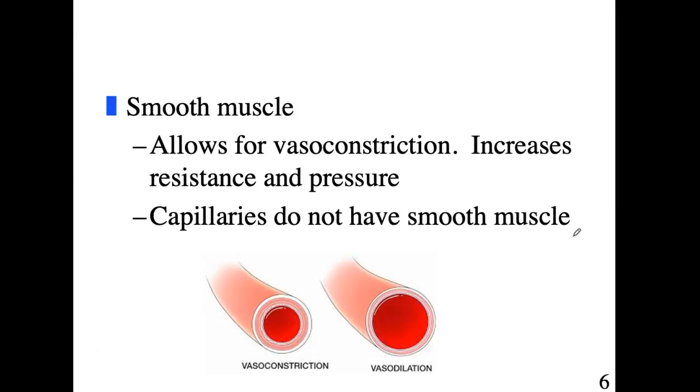So we had the endothelium. Next, we're going to have smooth muscle. Smooth muscle is the muscle that allows for the vasoconstriction. So the endothelium is secreting that hormone, that paracrine, that can cause the vasoconstriction, but the actual smooth muscle is the one causing that narrowing. It's going to increase resistance, it's going to increase pressure. Capillaries don't have smooth muscle. They're not able to do that. They only have one function, and that is to allow substances to go in and out. So you wouldn't want to put a muscle layer on there.